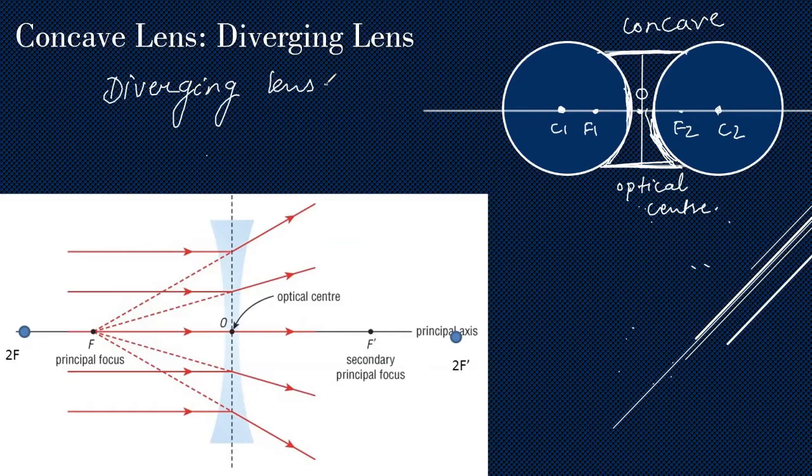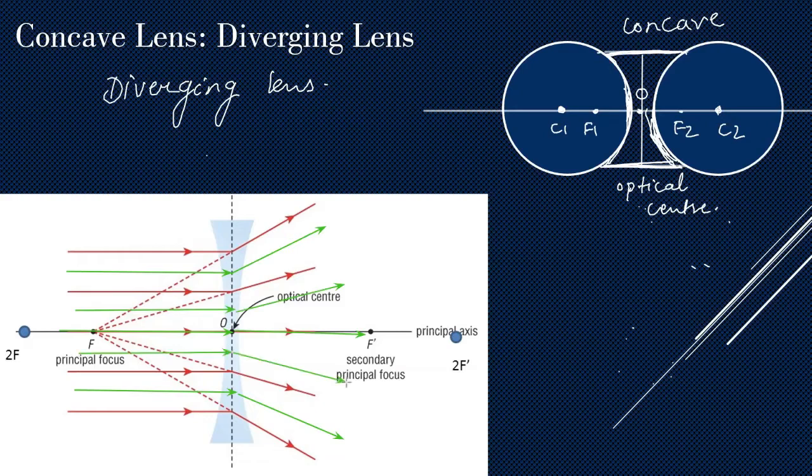So if you can see here, parallel rays from infinity are coming towards the center, and they are getting diverged in this manner. Parallel rays getting diverged. And anything which is passing through the optical center will pass through with the same path. Understood? The green rays and the red rays are the parallel rays coming from infinity, getting diverged.